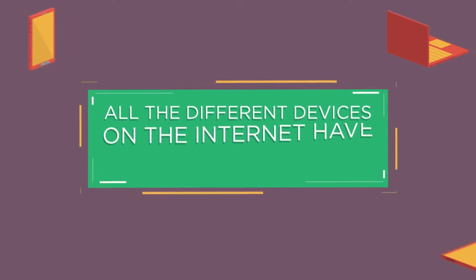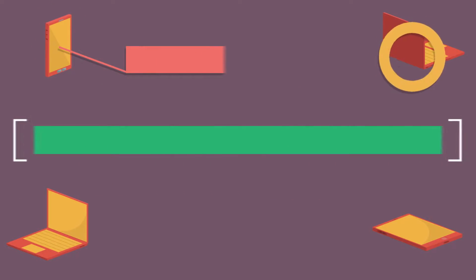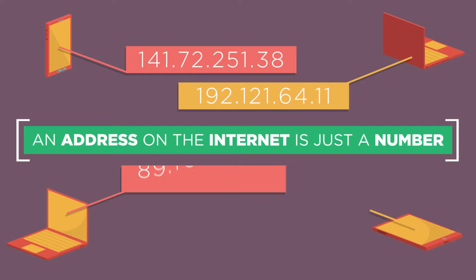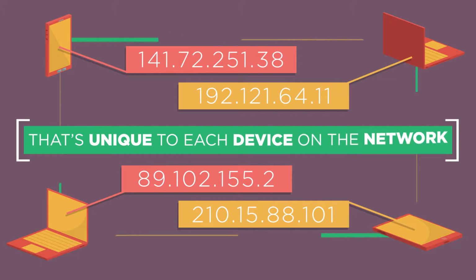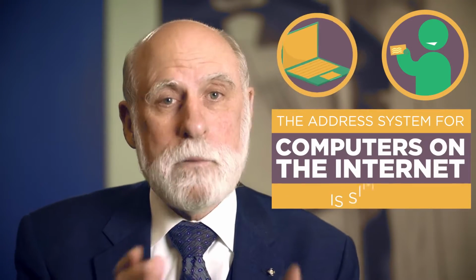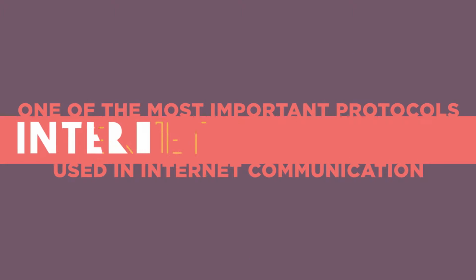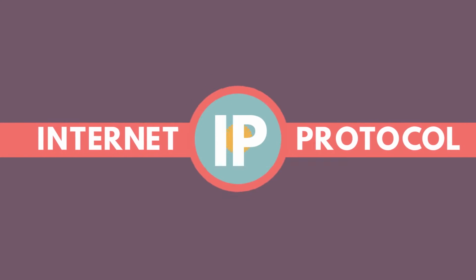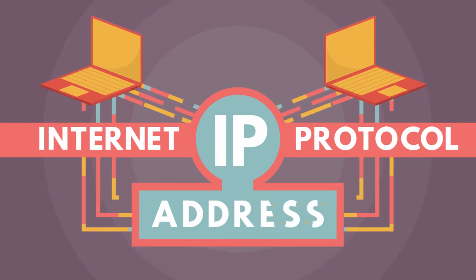All the different devices on the Internet have unique addresses. An address on the Internet is just a number, similar to a phone number or a sort of street address that's unique to each computer or device at the edge of the network. This is similar to how most homes and businesses have a mailing address. You don't need to know a person to send them a letter in the mail, but you do need to know their address and how to write the address properly so the letter can be carried by the mail system to its destination. The addressing system for computers on the Internet is similar, and it forms part of one of the most important protocols used in Internet communication, simply called the Internet Protocol, or IP. A computer's address, then, is called its IP address.